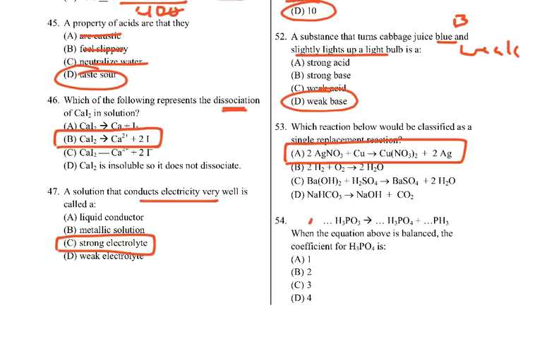Okay, when the equation above here is balanced, we have 3 O's and 4 O's. We're going to balance those first. So we'll put a 4 there and a 3 there. And then we can see we just need 1 PH3. So the answer is going to be 3, because we're asking about H3PO4.